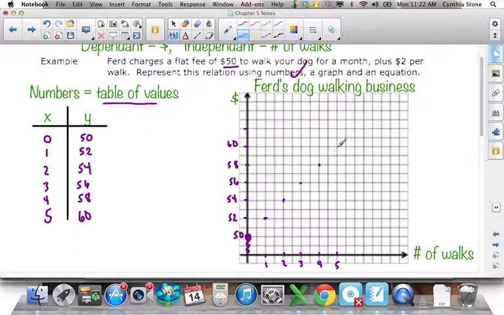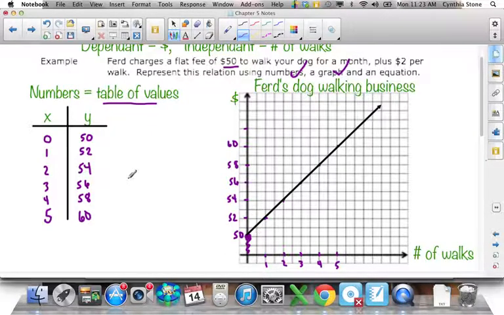So all I'm doing here is just plotting these data points. Then I can draw a straight line to represent them. I'll choose one with an arrow on the end because it could go on. You could walk your dog many more times than 5. But really, this is just going to keep going basically forever. And there's my graph. So now that's done.